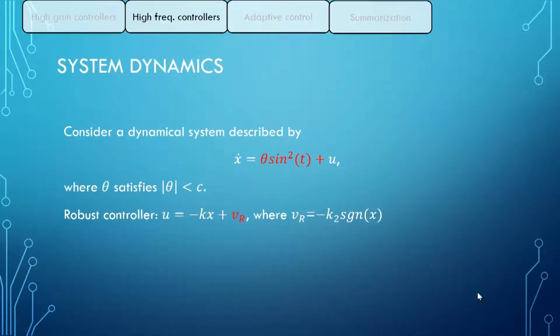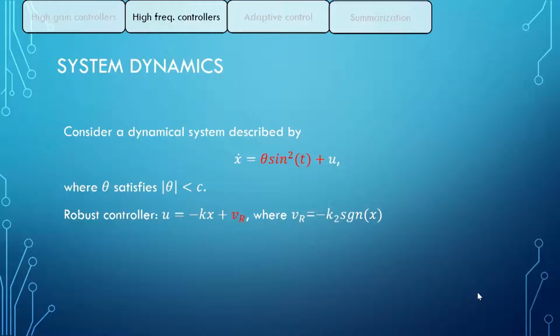Again, the question is basically the same. Given the nonlinear dynamics, theta is an unknown constant, upper bounded by absolute value of theta, upper bounded by some positive constant. We want to design the control U with the same structure, but the VR now is different. We use a high frequency control. Why is it called high frequency?